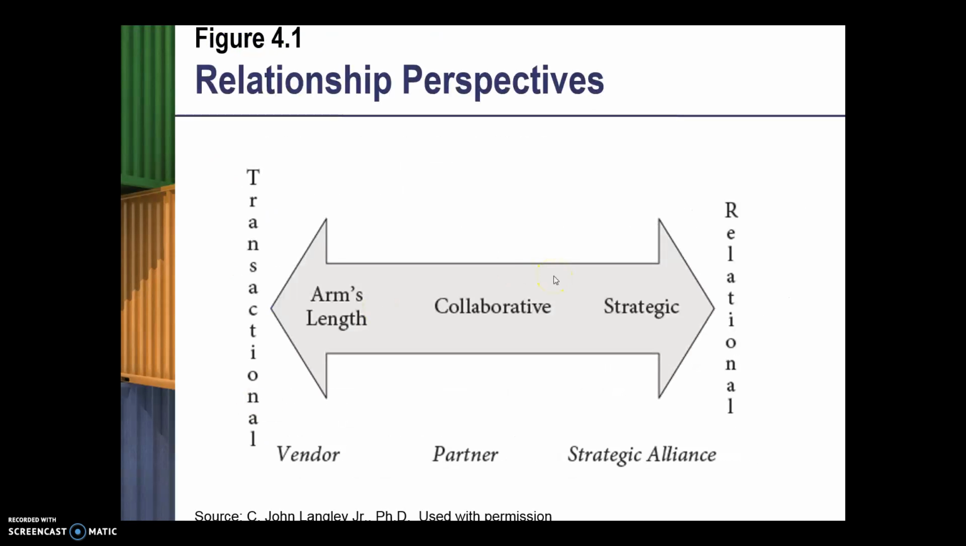Figure 4-1 is also on this screen, and as you can see, the relationship perspectives. You'll hear arm's length, collaborative, and strategic. We talked a little bit about arm's length, I believe, in the first couple of chapters of Introduction to Supply Chain. So as you can see, each one goes from one spectrum to the other. The arm's length leans more towards the transactional. The strategic is more towards the relational, and collaborative is right there in the middle. And you've got your three different elements here: vendor, partner, and strategic alliance.